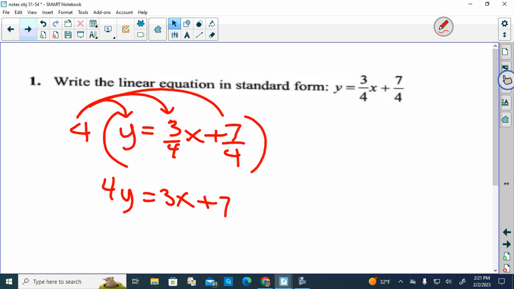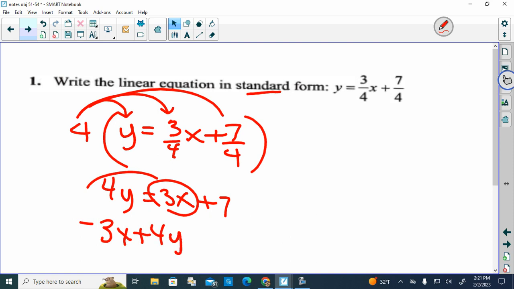Okay, they want it in standard. So standard has the x and the y together on one side. So one last step. Move that over to the other side. So it's negative 3x plus 4y. Okay, so that'll be your hardest, just fractions, little extra steps in there. But shouldn't be anything.